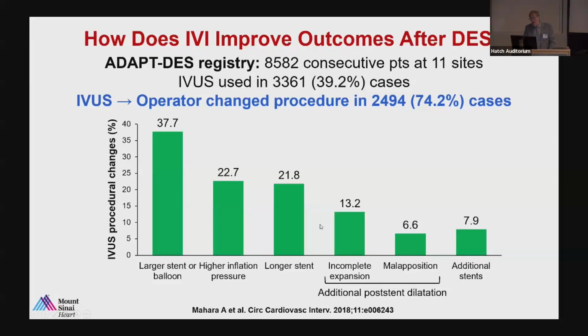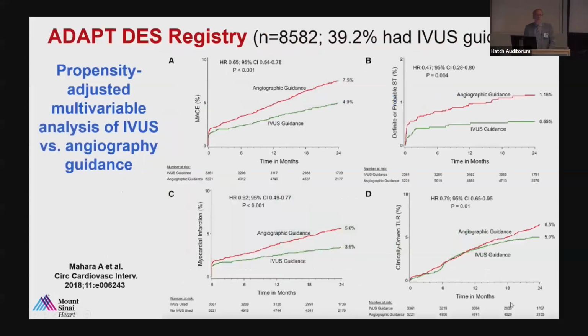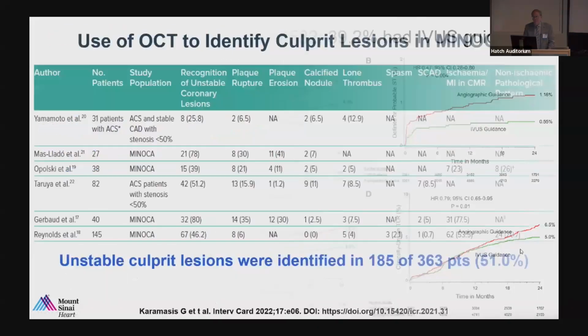They use longer stents. They see incomplete expansion or malapposition, so they do additional post-stent dilatation, or they need additional stents for problems. So 3/4 of the time, compared to what they would have done by angiography, they continue to improve their outcomes. And in this non-randomized study, we saw all the exact same data that I showed you in the randomized meta-analysis with improved both safety and effectiveness outcomes.